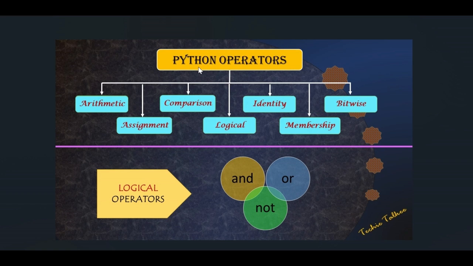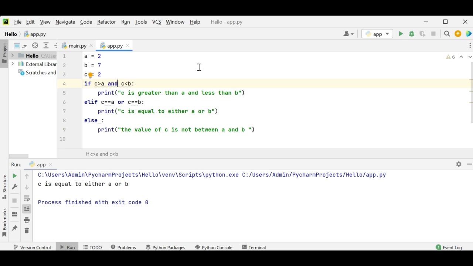If a condition evaluates to true, then not of true becomes false. Suppose a condition evaluates to false, then not of false becomes true, and that block gets executed. Let me show you with an example.